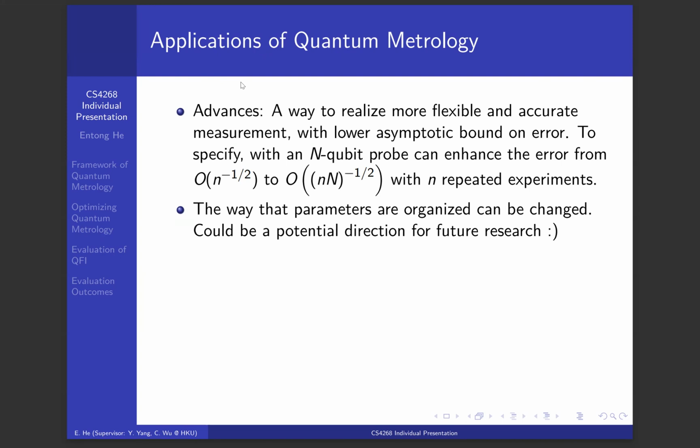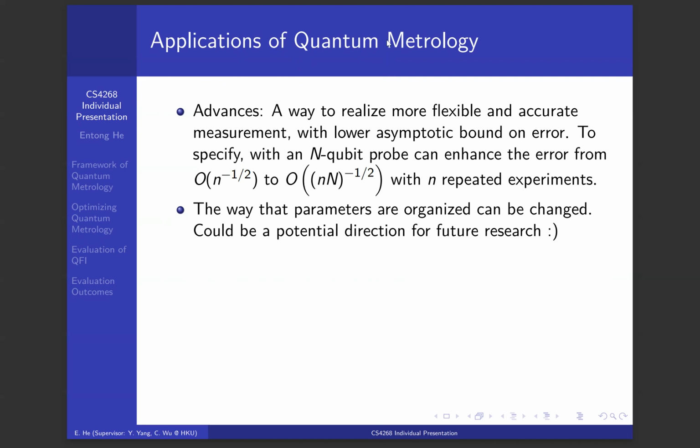potential solution for this problem, because sometimes in the macro metrology picture, the interaction of a macro particle with the system actually will destroy the physical quantity that we want to measure. So with better asymptotic behavior on the error, quantum metrology will be a potential solution to this problem.